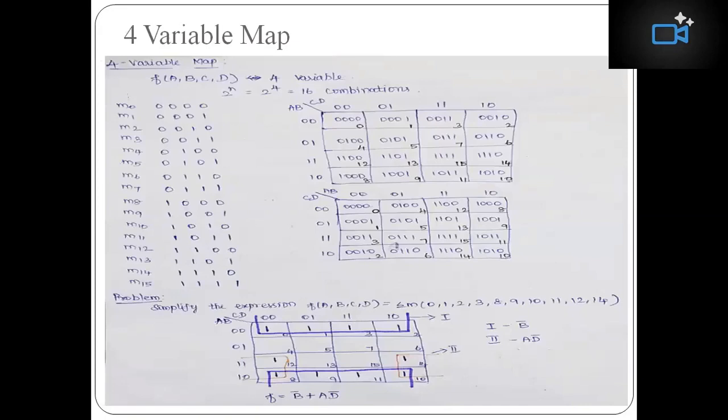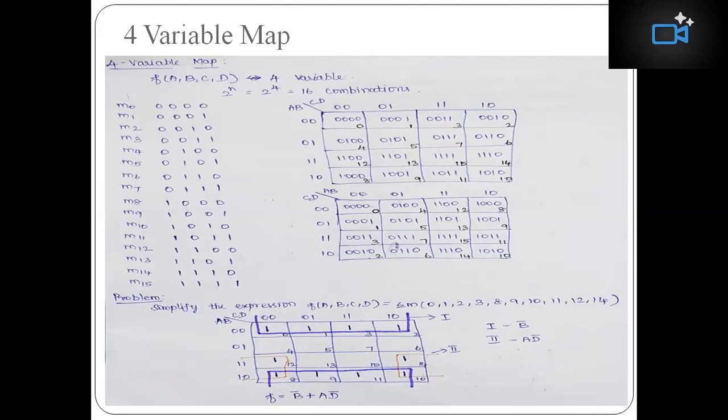Move on to the four variable map. Here we have a function with A, B, C and D as variables. So we have four different variables. If you substitute in the term 2 power n, that is, n value as 4, then the value will be 2 power 4. So it will give 16 possible minterms that range from M0, M1, M2, M3 till M15.